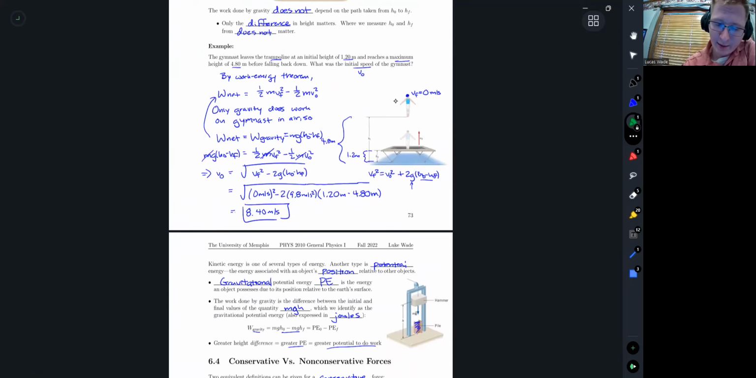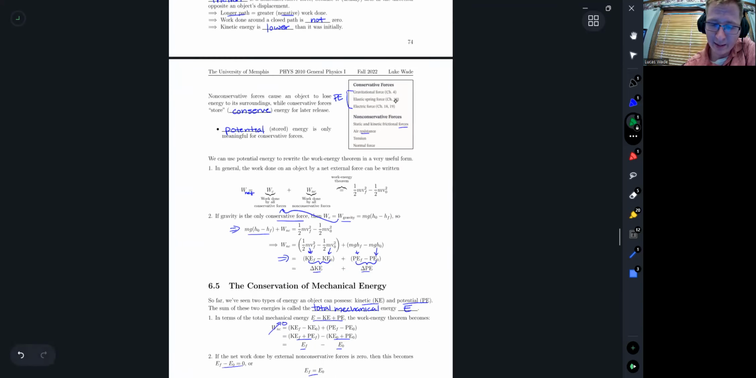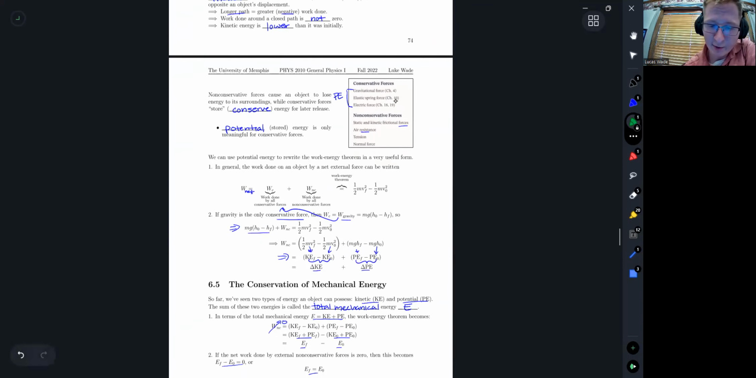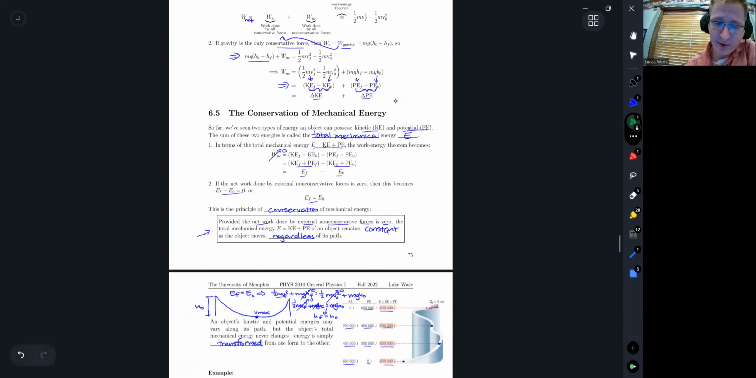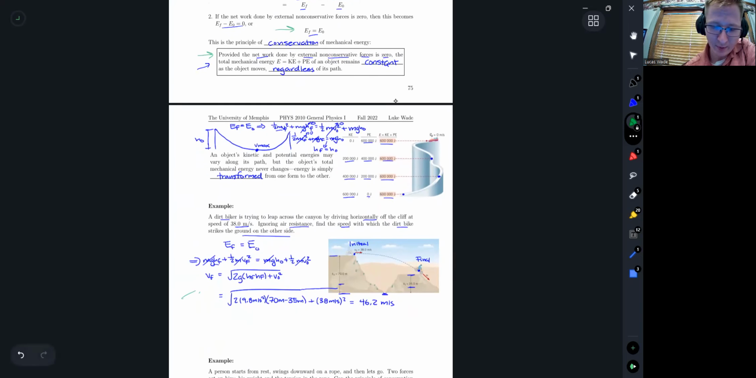Okay, so the big thing with the work energy theorem and gravity is that gravity has a potential energy associated with it, and that lets us get all the way down to this. So this was all explaining conservative versus non-conservative forces to get to this idea of the conservation of mechanical energy. You want to know when it applies, meaning that the net work done by external non-conservative forces is 0, and then how to apply that to problems. So this example is really good for that.